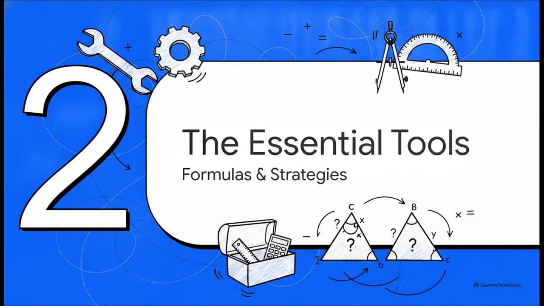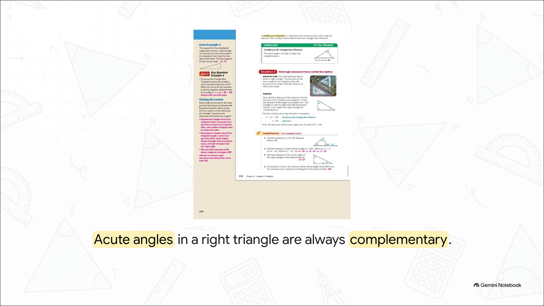Moving on to Section 2, let's talk about the essential tools you'll need in your mathematical toolkit to pull this off. Okay, this is an incredible shortcut you'll definitely want to remember. It's the corollary to the triangle sum theorem, and it proves that the 2 acute angles of a right triangle will always add up to exactly 90 degrees. Think about it. All 3 angles in any triangle must add up to 180 degrees, right? Well, the right angle already eats up 90 of those, leaving exactly 90 degrees to be shared between the other 2 angles. They are literally always complementary.